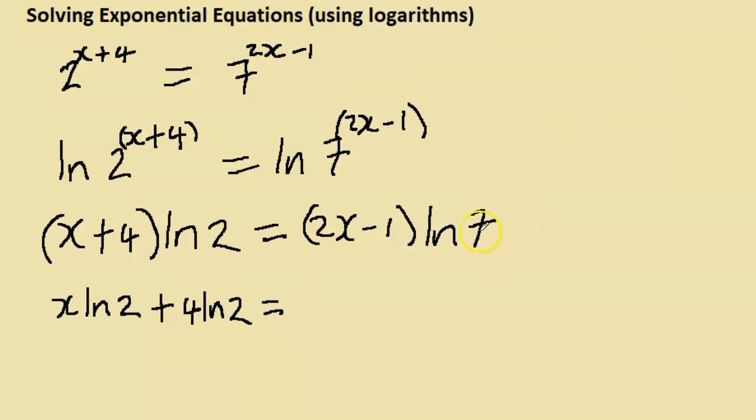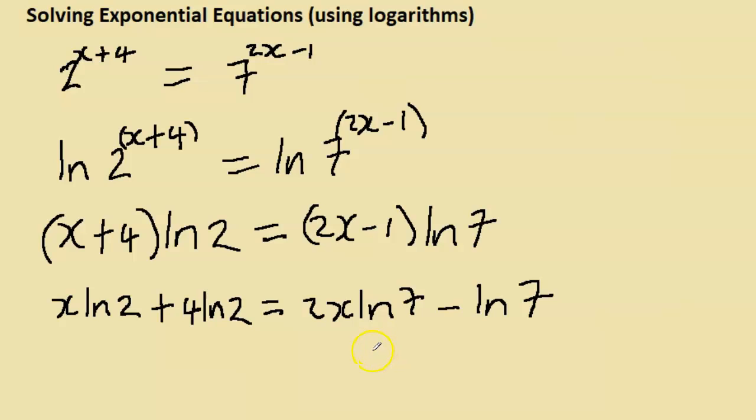Here, we do the same thing over here. Expand the bracket, multiply each term in the bracket by ln 7. So ln 7 times 2x, that's 2x ln 7. And ln 7 times minus 1, that's minus ln 7. Remember now we are solving for x.